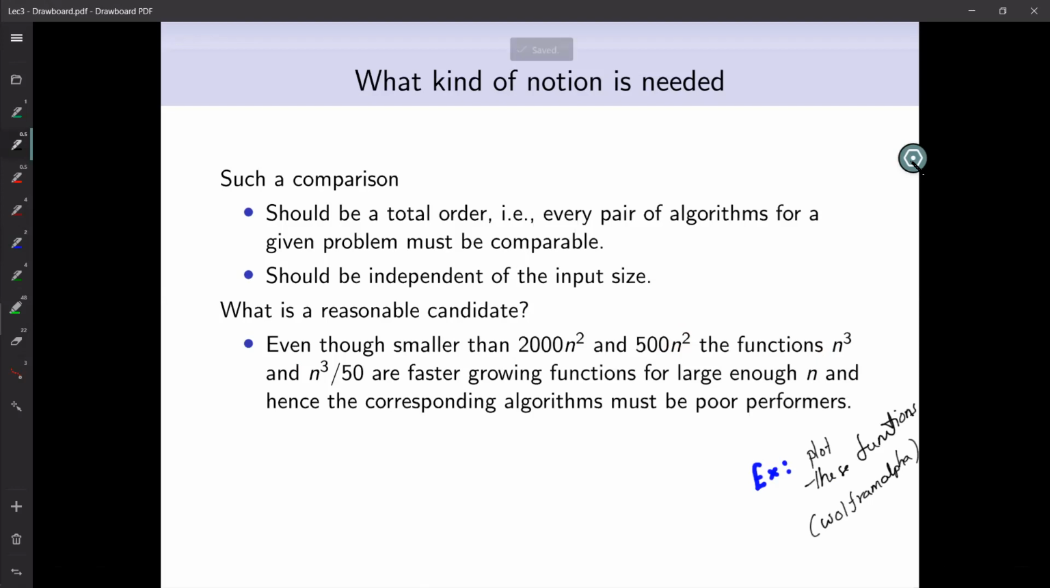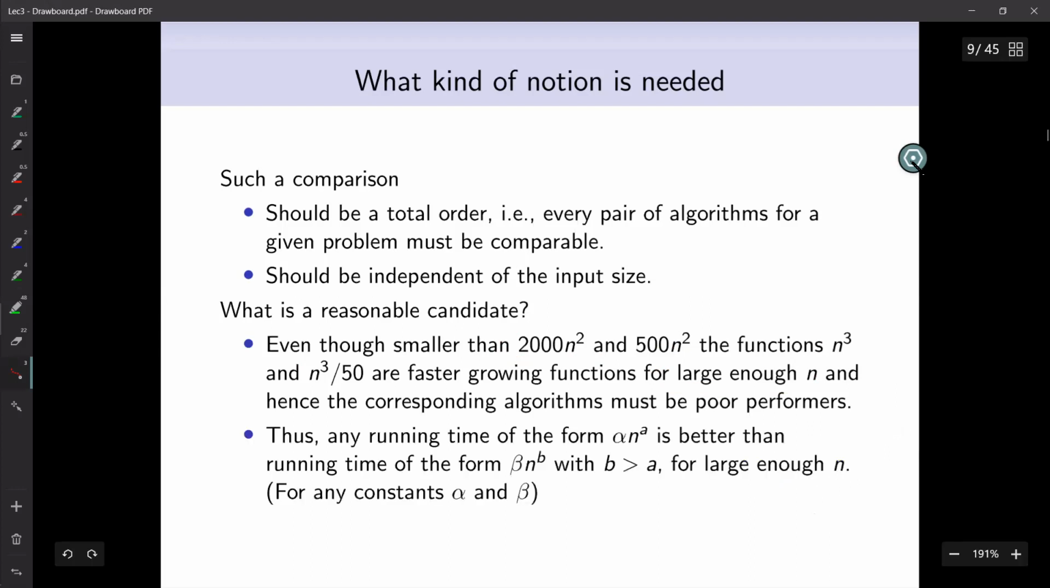If you plot these functions, eventually n cube and n cube by 50 are going to dominate. If you plot the functions for n equal to 1 to say 50,000, you'll see that these two functions start growing much faster than n square, 2000 n square and 500 n square. In other words, for large enough n, when the input size gets really large, the algorithms having running times of n cube and n cube by 50 should be poor performers compared to the algorithms which have running times a constant multiple of n square.